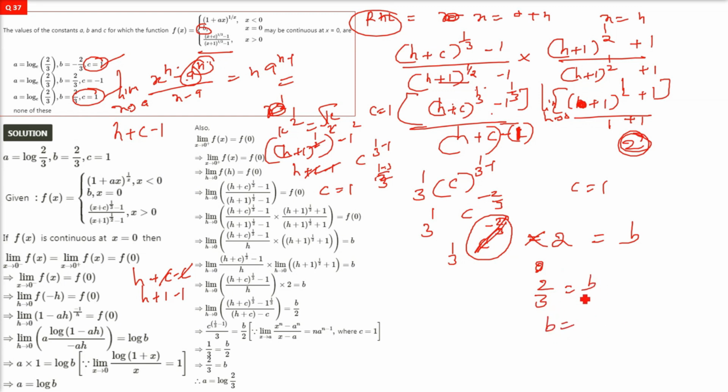And you remember a was equal to log b? The first left hand limit when I was showing you, we came up with the solution that a equals log b. So a is equal to log, replace b by 2 by 3, a equals log 2 by 3. We have taken c equals 1. So a and b is matching. A is log 2 by 3, b is 2 by 3. So this is the answer. Okay.